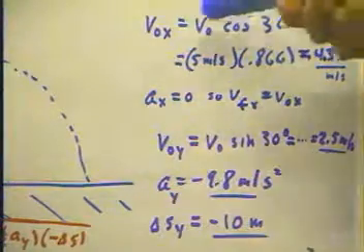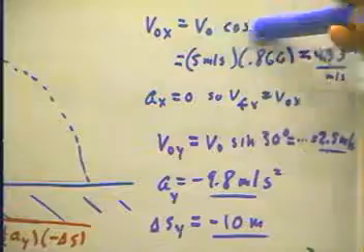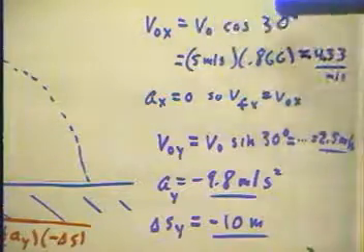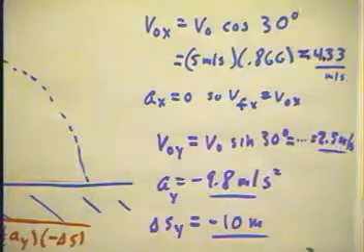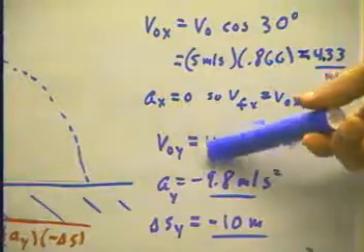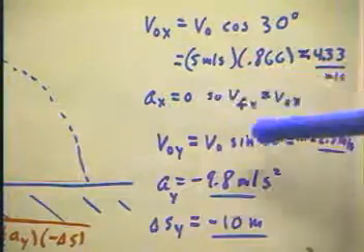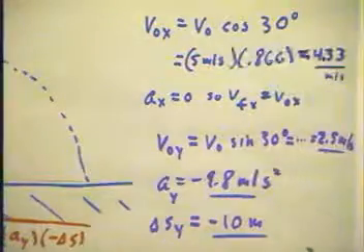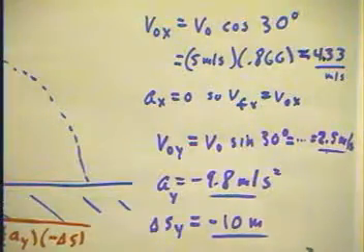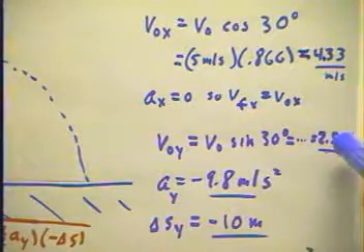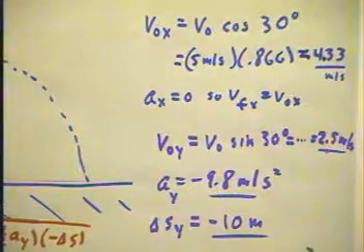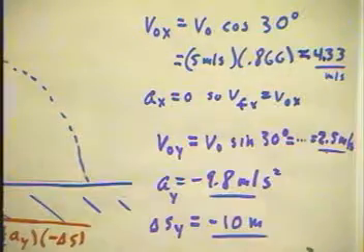In any case, we calculate the x component of the velocity by multiplying the initial velocity by the cosine of the angle, and the y component is similarly calculated by multiplying the initial speed, the magnitude of the initial velocity, by the sine of that angle. We obtain an initial x velocity of 4.33 meters per second and an initial y velocity of 2.5 meters per second.